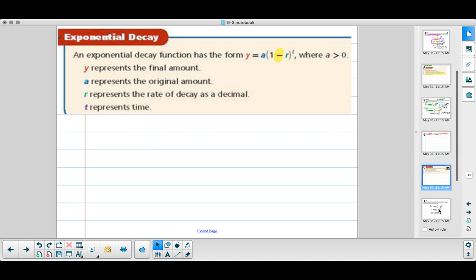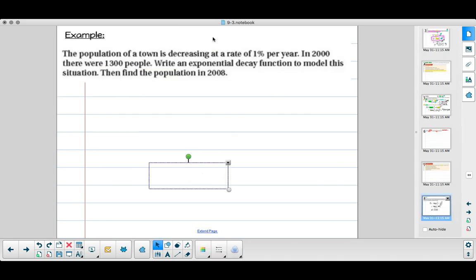Let's look at an example together. It says the population of a town is decreasing at a rate of 1% per year. In 2000, there were 1,300 people. Write an exponential decay function to model the situation, then find the population in 2008. So again, this is a two-step problem. The first thing you're going to do is write the function, and then we're going to use that function to find the population in 2008.